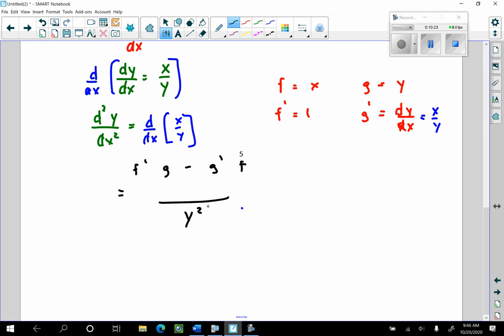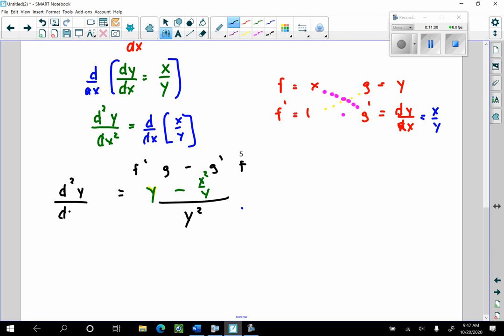F prime g is y, minus. What is x times x over y? X squared over y, true or false? True or false? Keep in mind, this is that second derivative that I wanted.